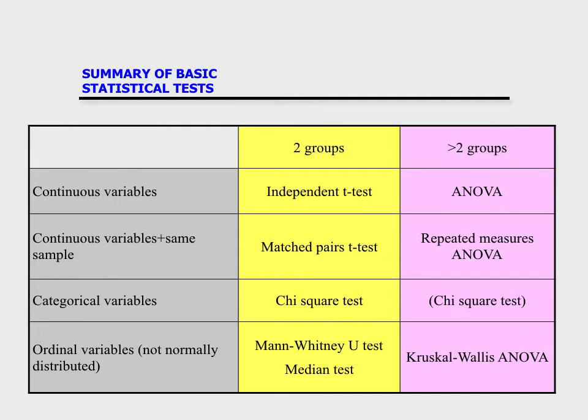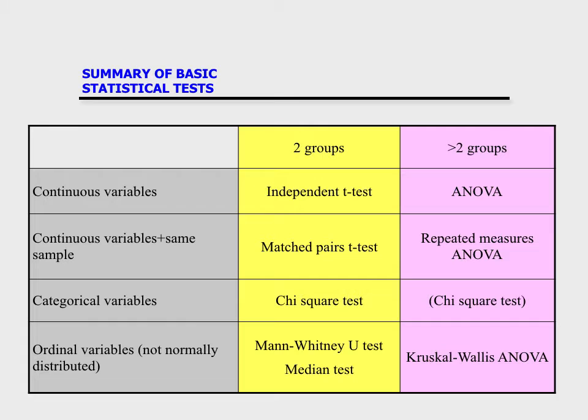So in summary, if we have continuous variables with two groups, we do an independent t-test. With more than two groups, we do an ANOVA. If we have continuous variables in the same sample, like a pre and post, we do a paired t-test or matched pairs t-test, and a repeated measures ANOVA, we can do that as well because it just repeats the measure over and over again if you have more than two groups. Categorical variables, we can use what's called a chi-square test with two groups. We can also do that with over two groups.